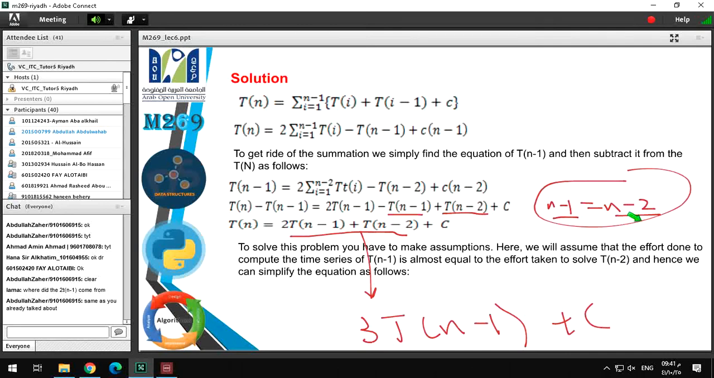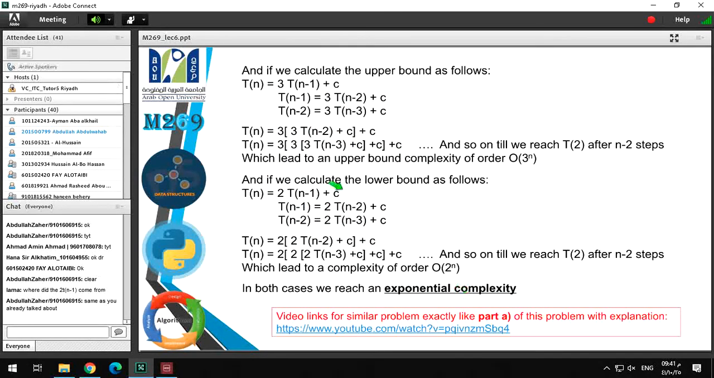Somebody said, no, I want to use the n minus 2. No problem. You can say t(n-2) plus c. So the upper bound is t(n) equals 3t(n-1) plus c. If you want to go one level down to find the t(n-1), then minus 1 from the original n minus 1, it will become 3t(n-2). So what is the t(n-2)? t(n-2) equals 3t(n-3). So t(n) equals 3 multiplied by 3t(n-2) plus c plus c.